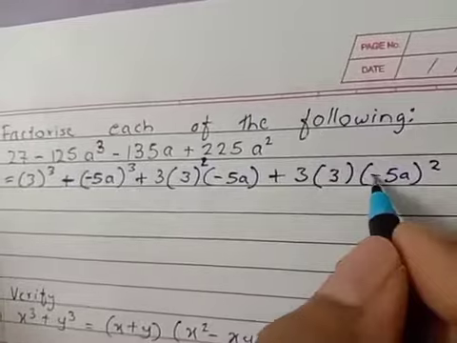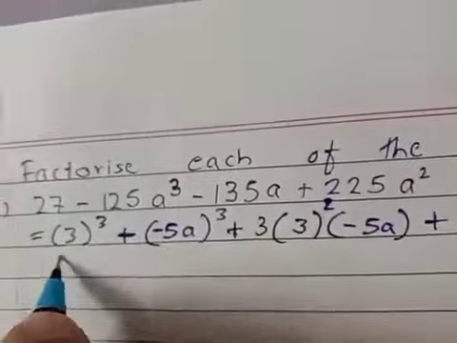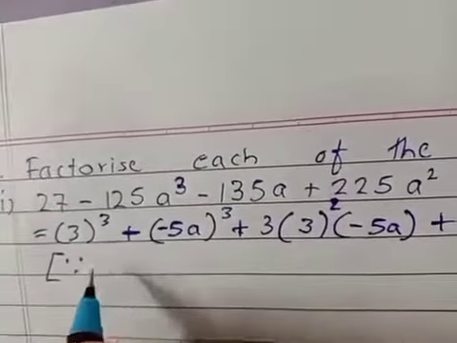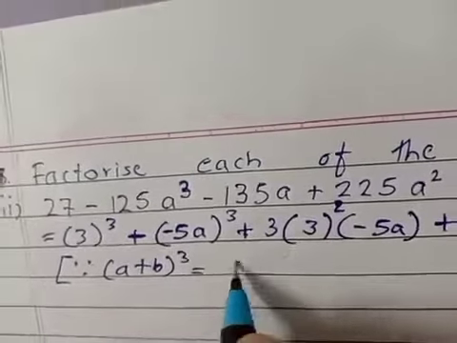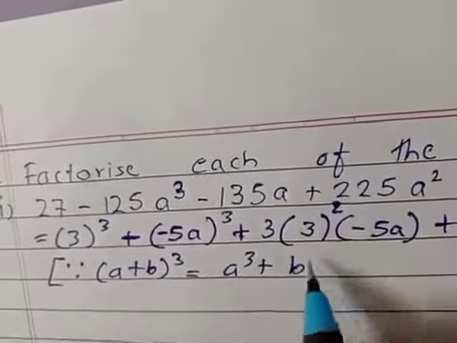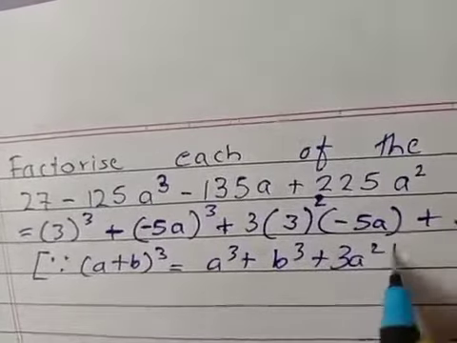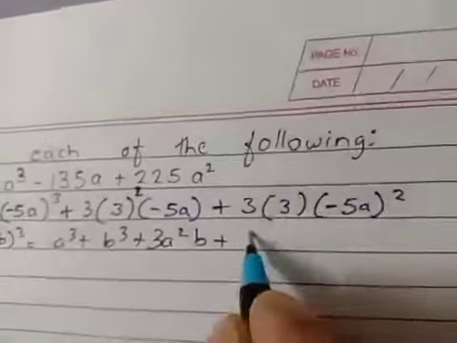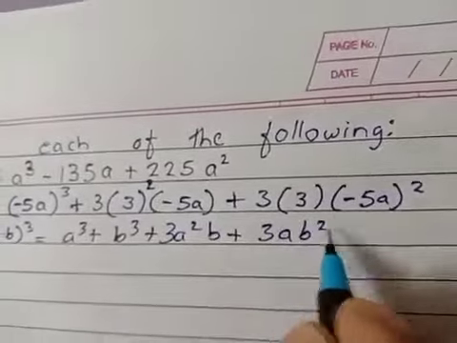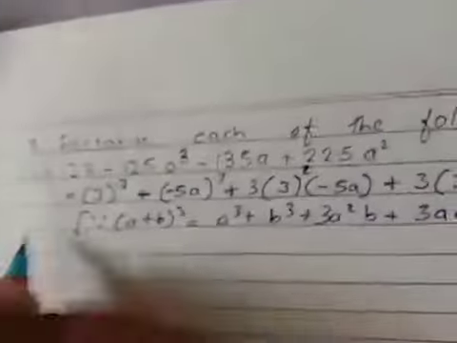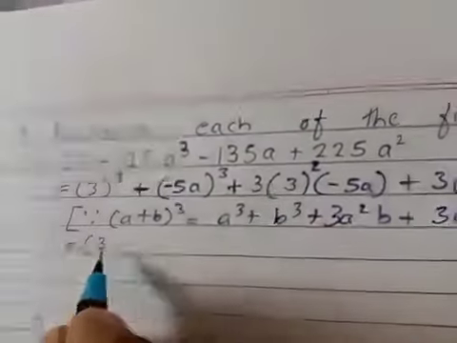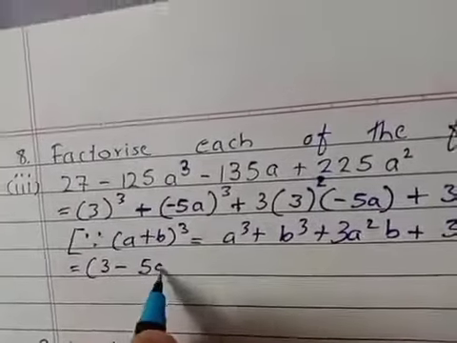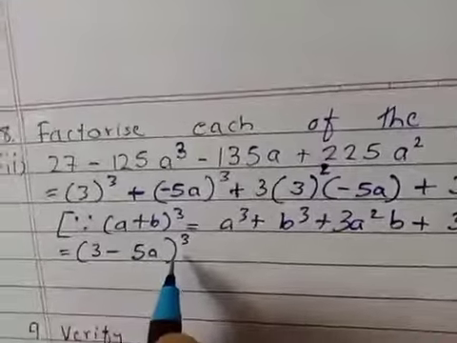We have to write the reason why we have done this, because (a + b)³ equals a³ + b³ + 3a²b + 3ab². Now what is a over here? 3. So this will be in the form of (a - b) the whole cube.